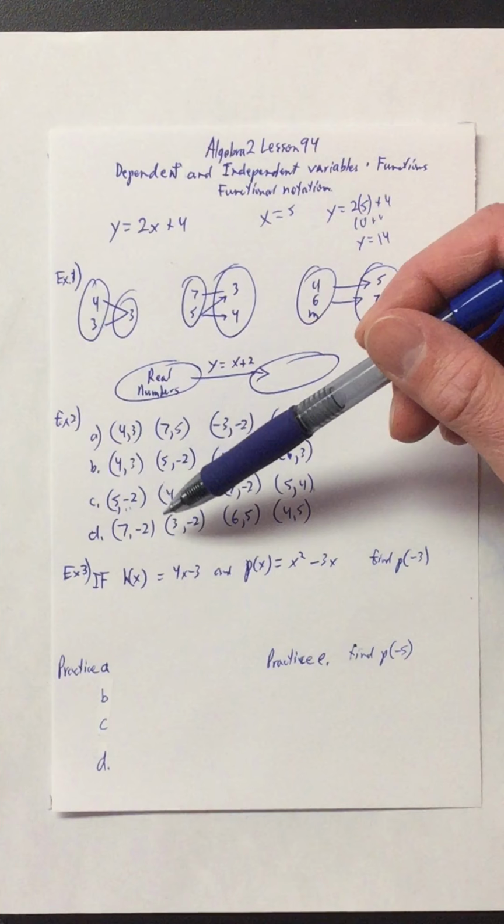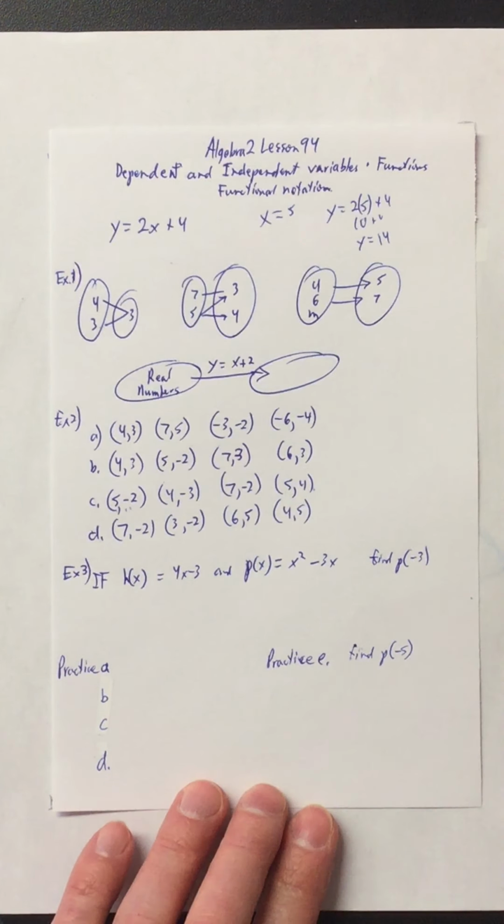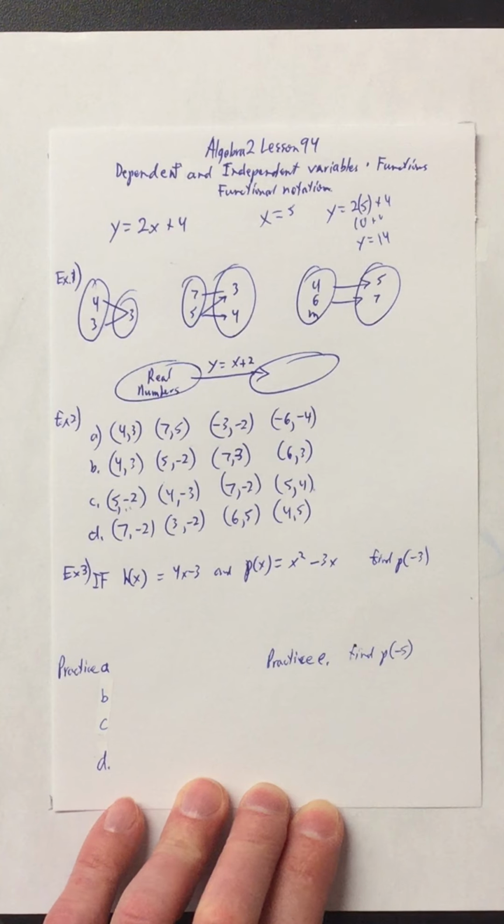All right, the last one here, 7, 3, 6, and 4. No contradictions there. That one's also a function. If you wanted to look up more on this particular thing of recognizing functions, go and watch the video for Algebra 1, Lesson 84, and I go through this in a little bit more detail in that lesson there. Same thing, just for Algebra 1.